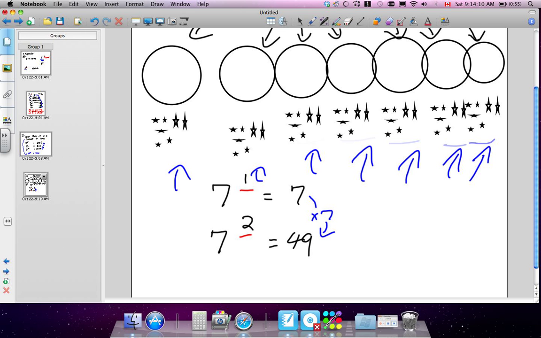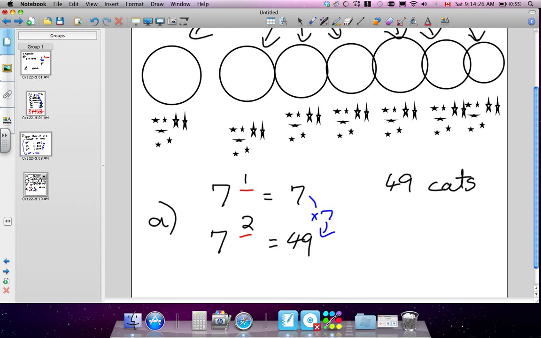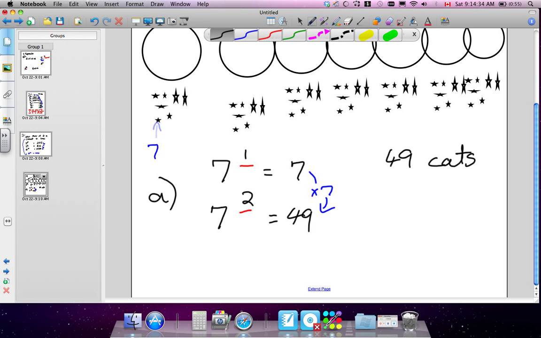And finally, the next part of the riddle. So that was question A. We knew that he has 49 cats. So we'll write that down, 49 cats. And each of these cats had another 7 kittens. Okay? So that's our third set of 7. So how would we represent that as a power? Would it be 7 to the power of 3? Yeah, it's just the next set of 7, right? So 7 to the power of 3.